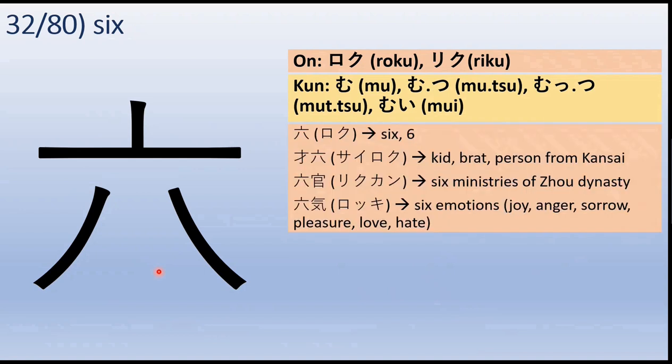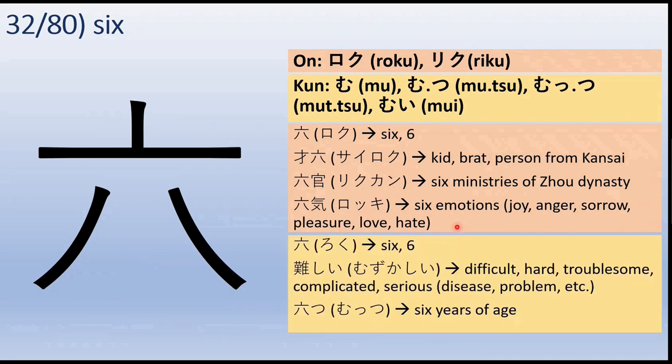The usage in onyomi is for 6. Also, we have sairoku. Sairoku means a kid or a brat or a person from Kansai. Then we have Rikukan, which means 6 ministries of Zhou dynasty. We have Rokki. Rokki means 6 emotions: joy, anger, sorrow, pleasure, love, and hate. In the Kun'yomi usage, we have Roku as 6.